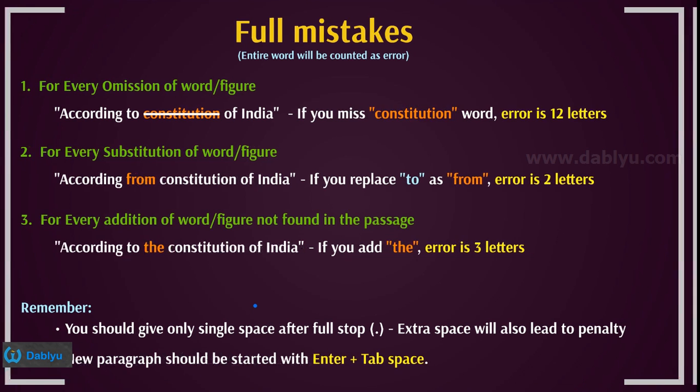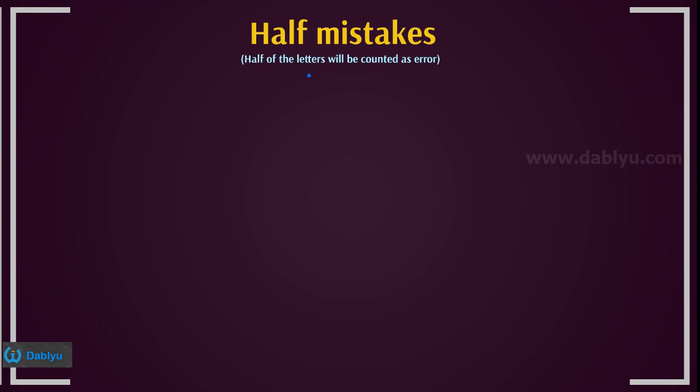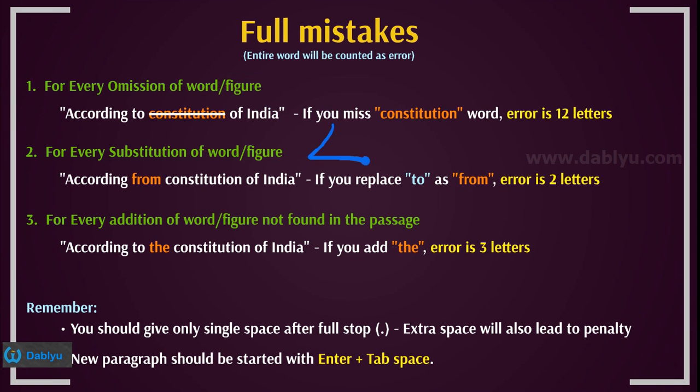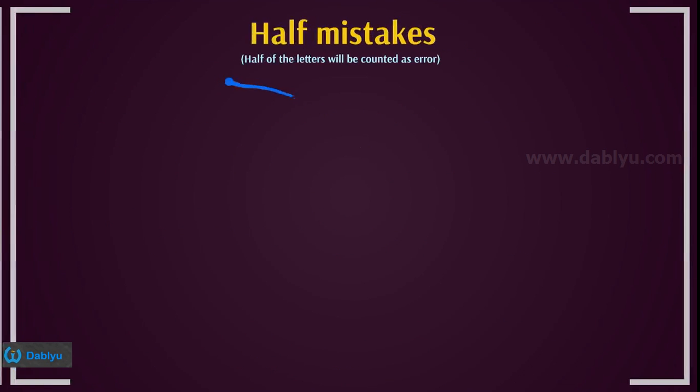Okay. Next, we'll come to half mistakes. We have seen 3 types of full mistakes in the last slide. Now let's see what are considered as half mistakes. A half mistake means only half of the letters will be counted as error. Suppose there is again "have", H-A-V-E. Suppose you did a half mistake, then the error will be only 2 because "have" has 4 letters. The half mistake will be half of it, 2 letters.